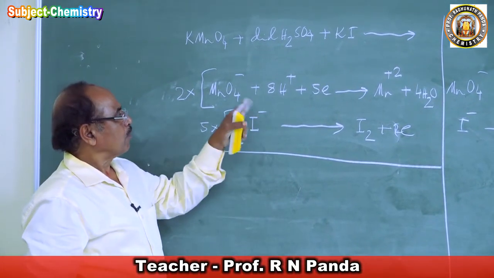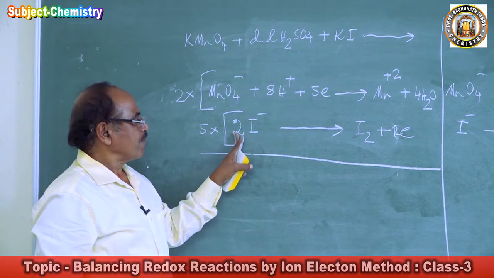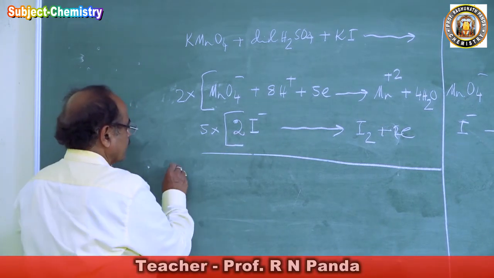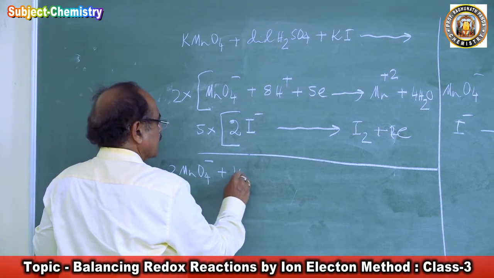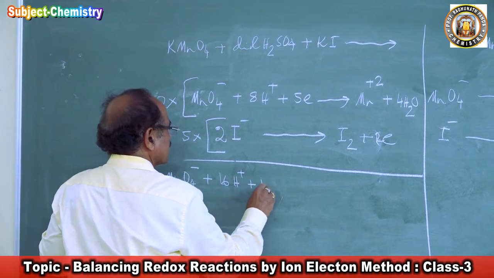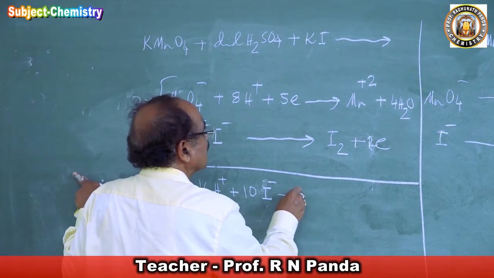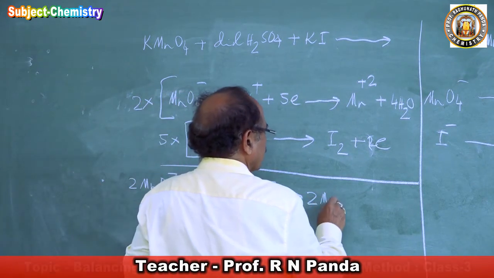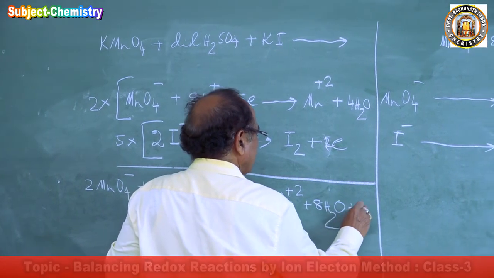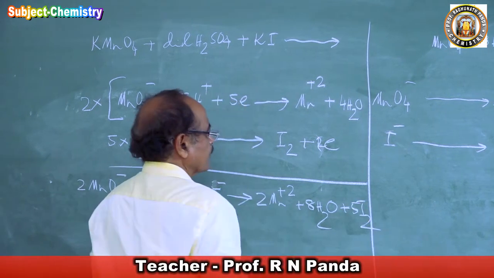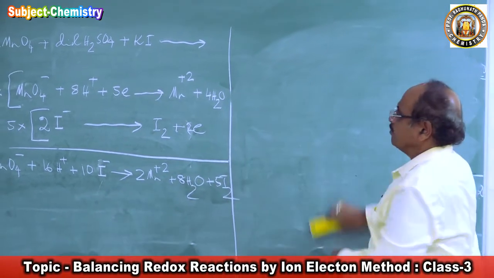So how do we cancel out the electrons? Multiplying by 5, it becomes 10; multiplying by 2, this becomes 10. So we get the equation: 2 MnO4 minus plus 16H plus plus 10 I minus gives us 2 Mn 2 plus plus 8 water plus 5 I2. So this is the equation. All the equations involving potassium permanganate are balanced.